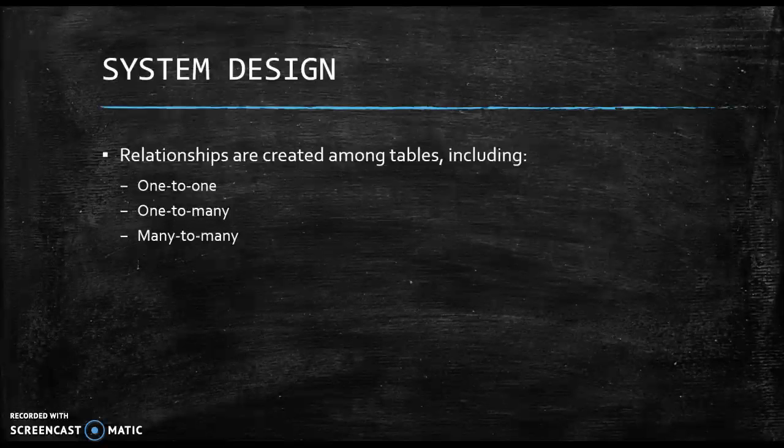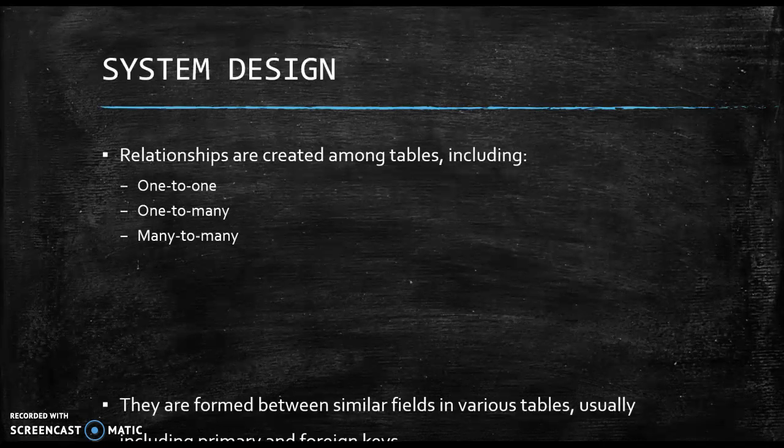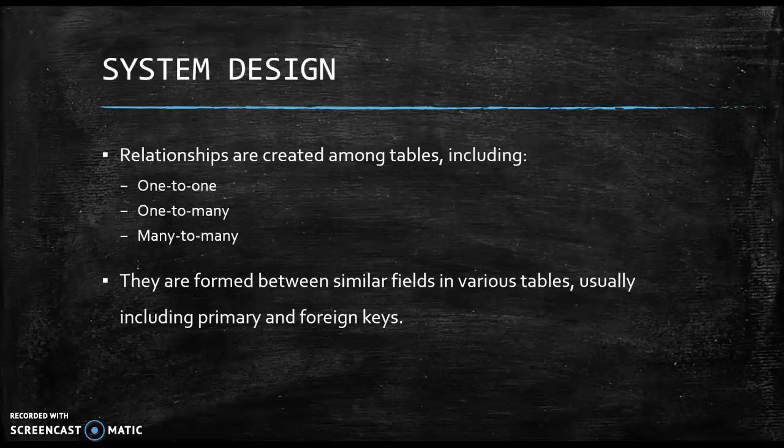System design. Relationships are created among tables. Types of relationships are one-to-one, one-to-many, and many-to-many relationships. They are formed between similar fields in various tables, usually including primary and foreign keys.